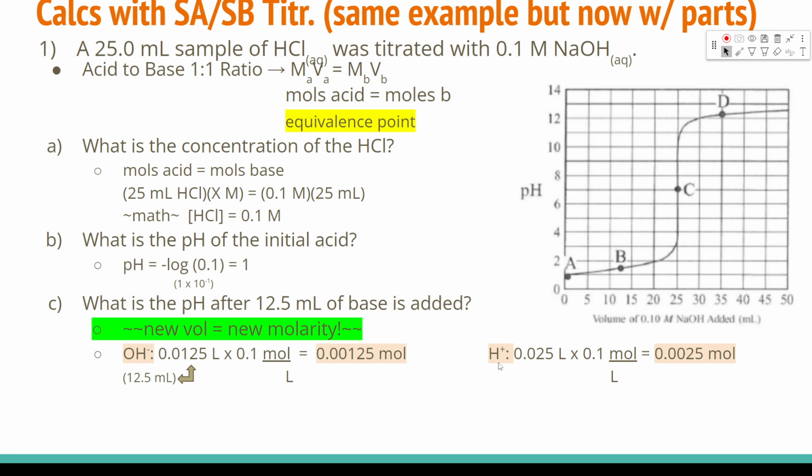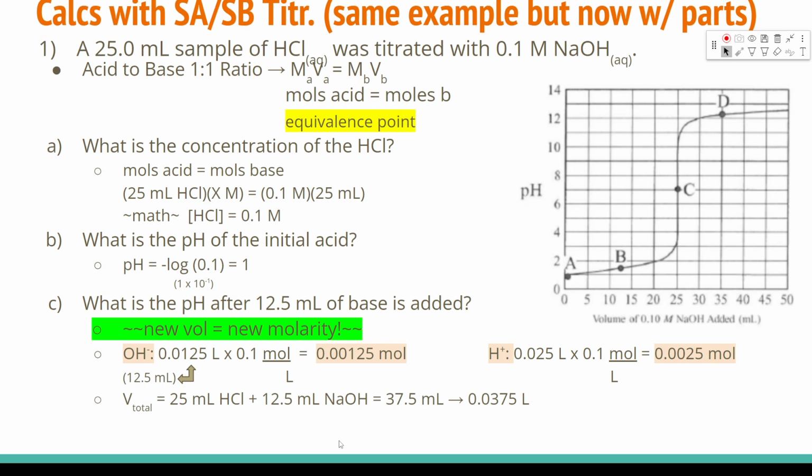And then my H plus, I do the same thing. I had 25 mils because it is up here, sample of HCl. And then I had 0.1 molar because I calculated it here. My liters cancel out. I got my moles. And so I have my 2 moles, my H plus moles and my OH minus moles.